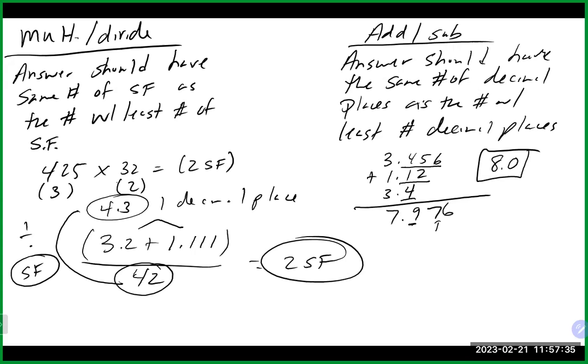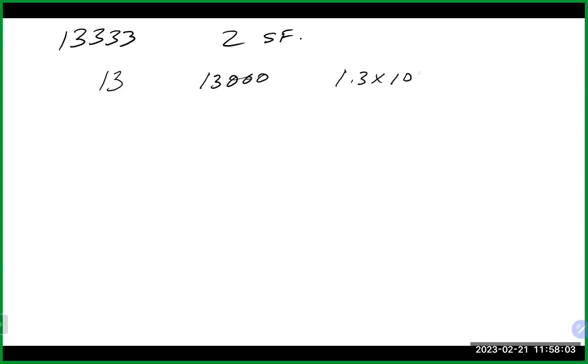Speaking of rounding, we should always give things to the proper number of sig figs. Really try to do that. But you shouldn't do any kind of extreme rounding, or anything of that craziness. Like if I had 13,333 and I wanted 2 sig figs, what is it? So 13,000, or 1.3 times 10 to the 4.